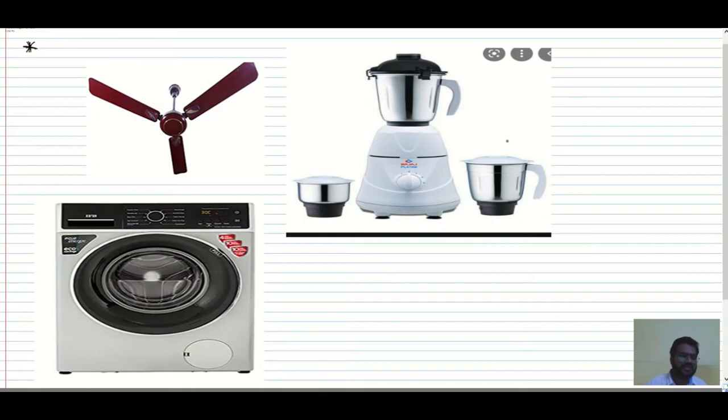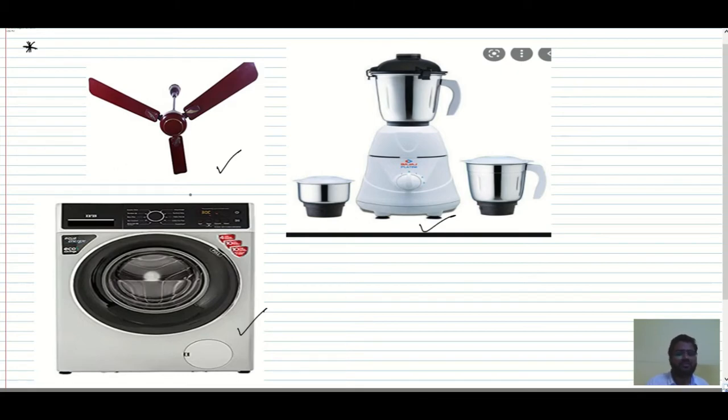So today let's study about the electric motor, and on the screen you are seeing some regular appliances. Over here as you can see we have the ceiling fan. Over here we have the washing machine, and over here we have the mixer juicer, we can say. Right, so now there is a common aspect between these three appliances.